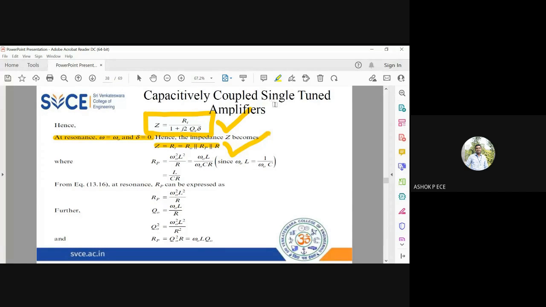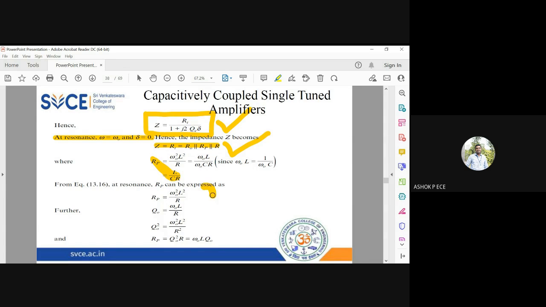Okay, so Z equal to RT, and RT is a parallel combination of R naught, RP, and R. And RP is omega naught square L square by R. If you write omega naught L equal to 1 by omega naught C, I can write RP in terms of L, C, and R. RP equal to L by CR. You will get the value of RP in terms of L by CR.